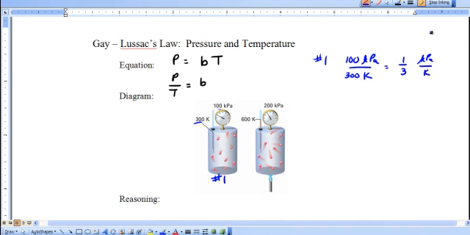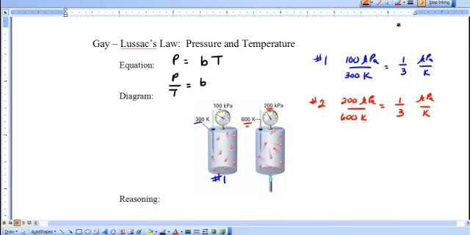Now if you increase the temperature up to 600 Kelvin, we have now doubled the temperature. Notice the pressure also doubles with it. It goes up to 200 kilopascals. So if you plug that into the relationship, you have 200 kilopascals over 600 Kelvin, and that also reduces down to 1 over 3 kilopascals per Kelvin. And so once again, the idea here is that the pressure divided by the temperature is going to remain constant, and in fact it does.